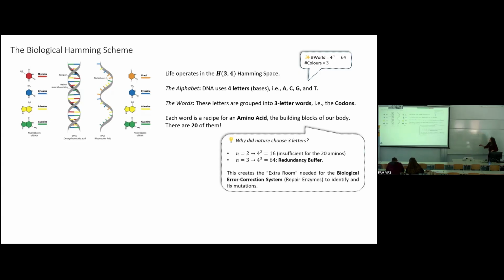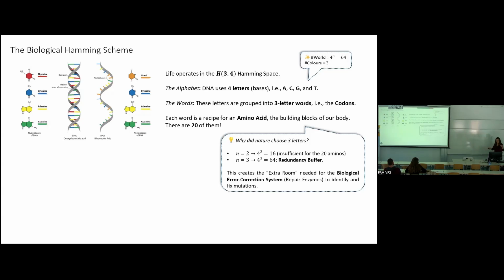Okay, so let me explain this. Why did nature pick 3 letters? Because if n is equal to 2, using this combinatorial formula, we will have 16 recipes, not enough for the cake that you want to make, let's say. But if n is equal to 3, then we get 64. And this is what is called a redundancy buffer, or redundancy safety zone. What does this mean? Now we'll explain everything.